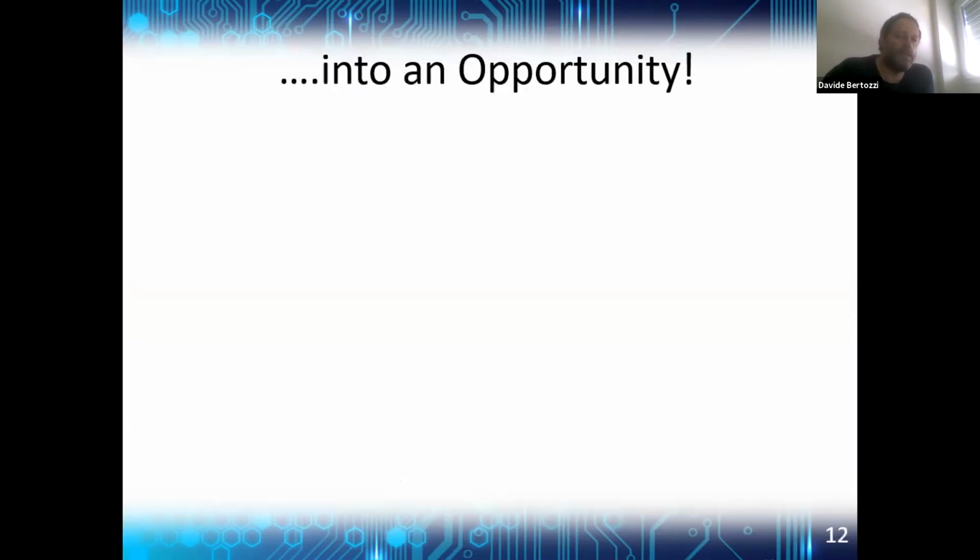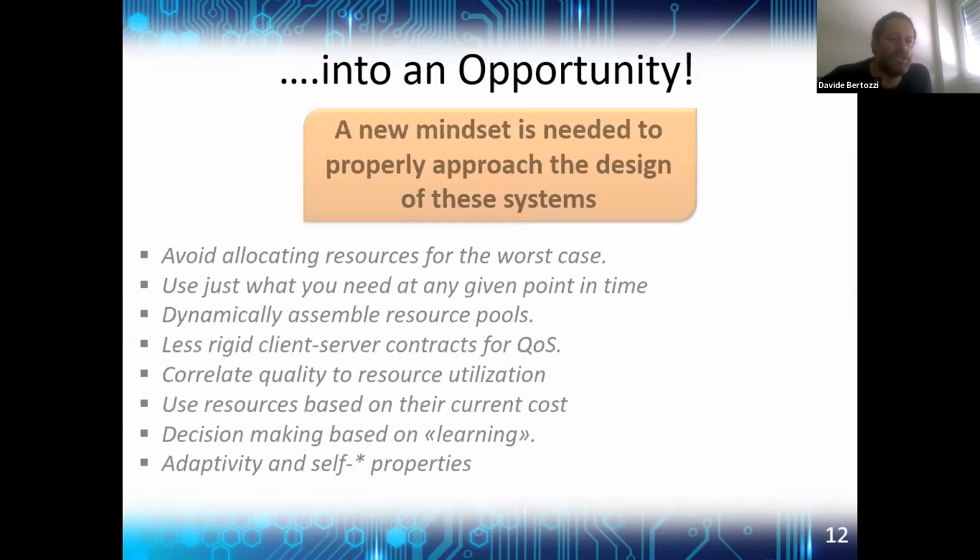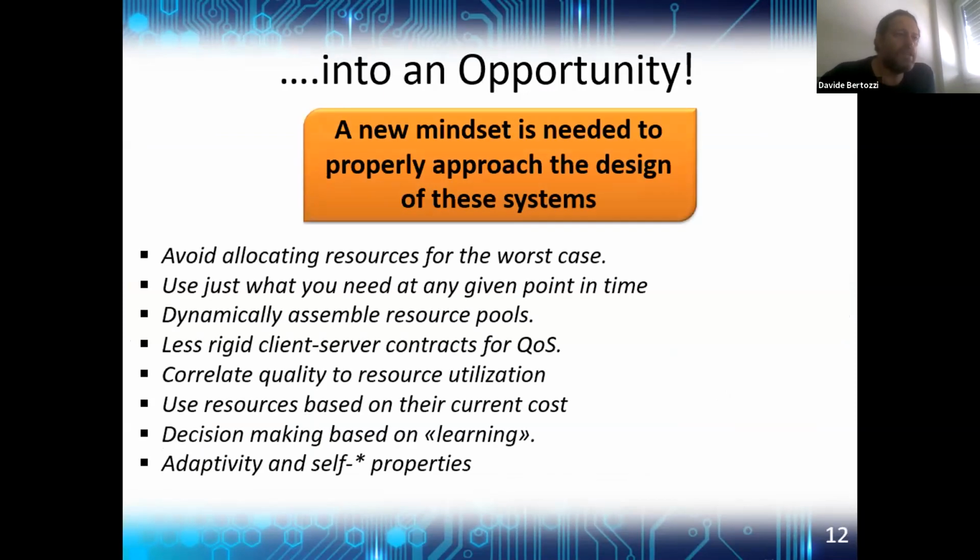So the point is, can we change this problem, this design issue, into an opportunity? Well, to do that, you need to start having a new mindset to approach design problems in this kind of systems. Really, a new mindset is needed for the system level designer, for the researchers. Let me give you some examples. You have to stop allocating resources for the worst case. This is never a good idea.